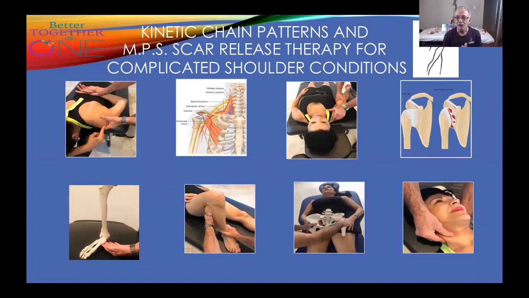What I want to do is preface what inspired me to do this presentation: kinetic chain patterns and M.P.S. scar release therapy for complicated shoulder conditions. When you just treat a shoulder and you don't treat ascending syndromes like an overpronating or supinating foot, you don't treat sacral torsions, you don't treat all the joints of the body, basically, a lot of times these complicated shoulders are complicated.